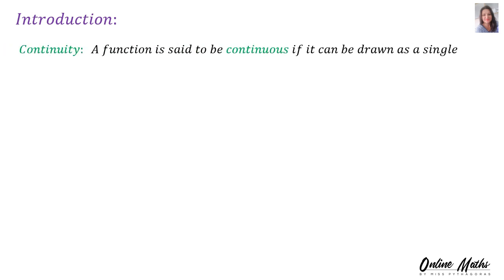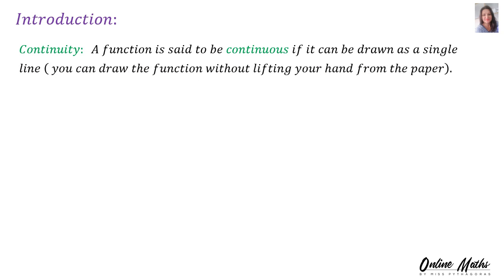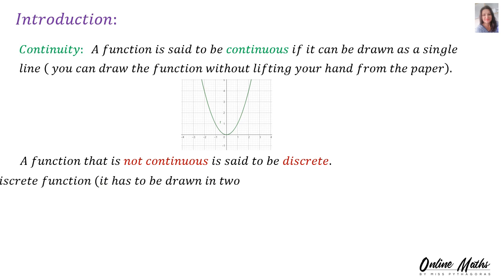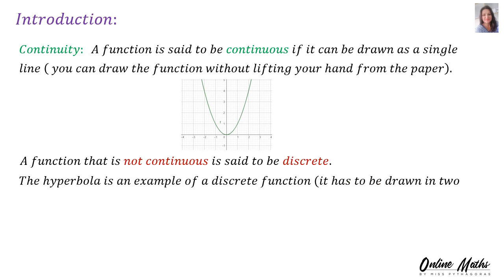First of all, I want to discuss continuity. A function is said to be continuous if it can be drawn as a single line. You can draw the function without lifting your hand from the paper. In other words, a parabola is a continuous function. A function that is not continuous is said to be discrete. The hyperbola is an example of a discrete function. It has to be drawn in two separate motions, and there is an example of a hyperbola.